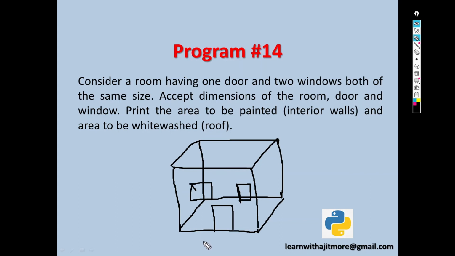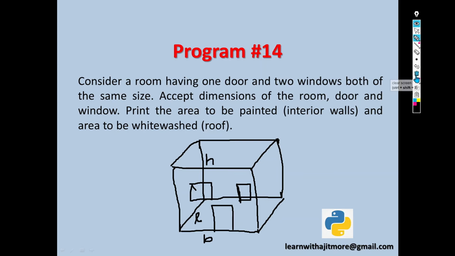So suppose you have taken this as length, breadth and height. The floor and the top are as good as the same, so whitewash will be just length into breadth, that's all. And what about the four walls? You know it, two walls are same and these two walls are same. So these two walls are length into height twice, and the front and the back are height into breadth twice. That is the total of 4 walls, and from that you subtract 2 windows and 1 door.